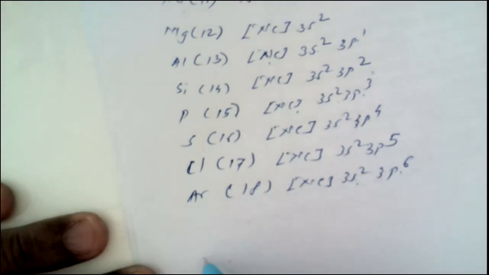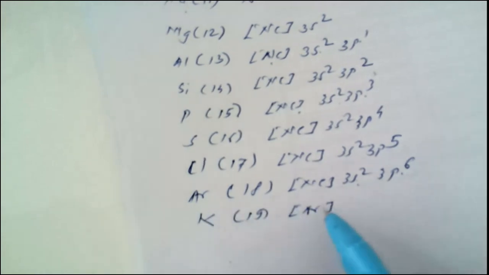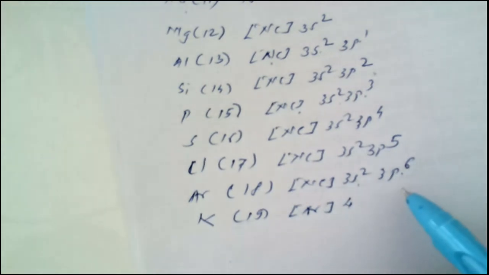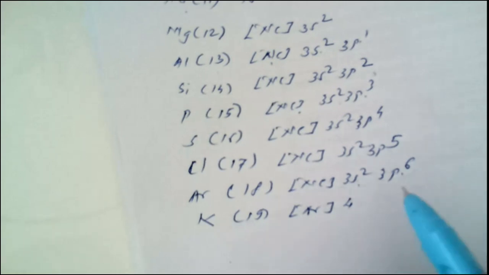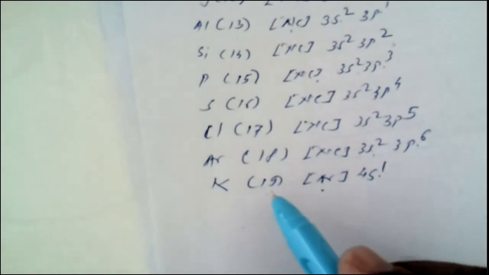Now after argon, we can write the electronic configuration of the following elements by taking the argon core. For example, potassium, atomic number 19. In terms of argon core, after the complete occupancy of the 3p orbital, the next choice for the incoming electron will be 4s. So 18 plus 1 is 19, which is the electronic configuration of potassium, an alkali metal, that is the first A group element.